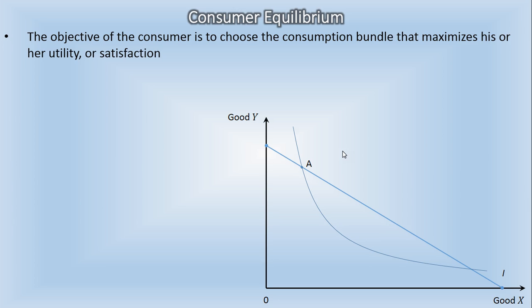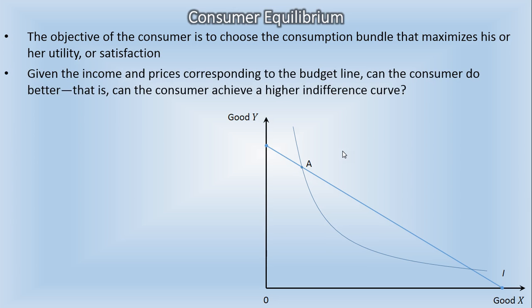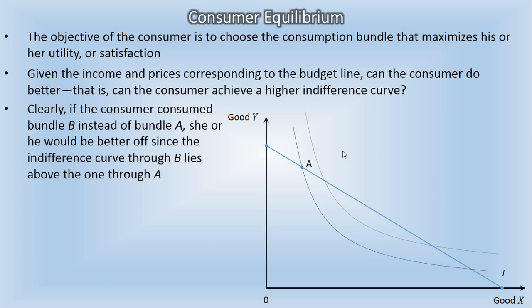Yeah, right. The consumer can do better than this because, as we know, there's an infinite amount of indifference curves here, right? We don't see them all, but they're there. So given the income and prices corresponding to the budget line, can the consumer do better? That is, can the consumer achieve a higher indifference curve? The answer is, of course, yes.